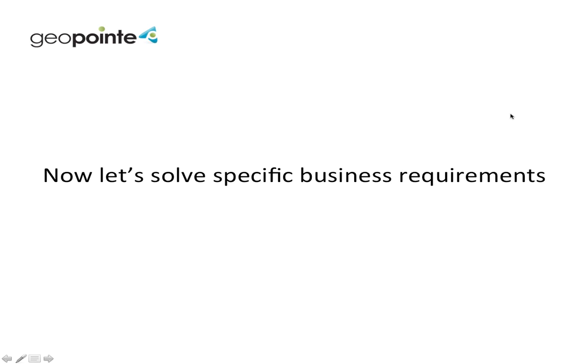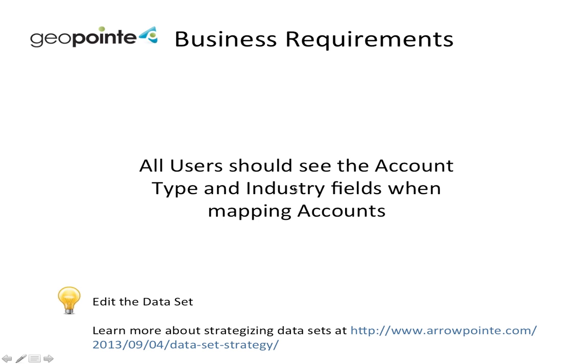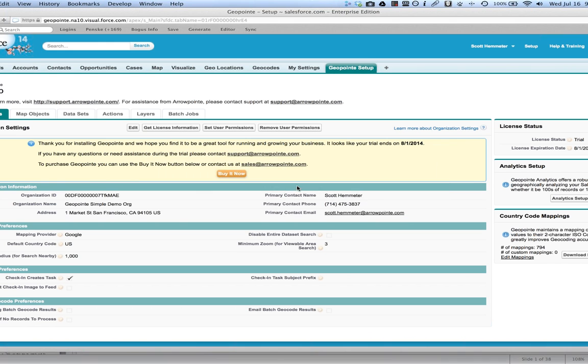I wanted to get into some specific business requirements that you'll probably come across, and this will touch on some other things. So let's look at a few of these. All users should see the account type and industry field when mapping accounts. Okay, this is getting into what we call data sets.